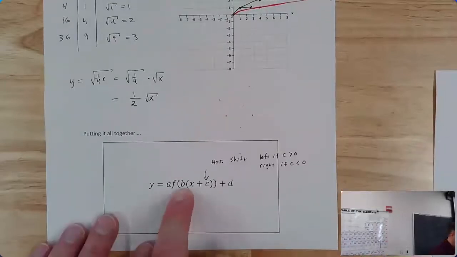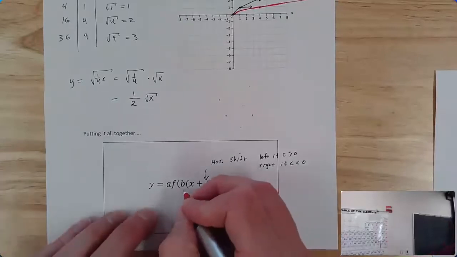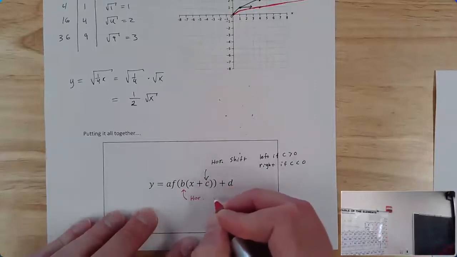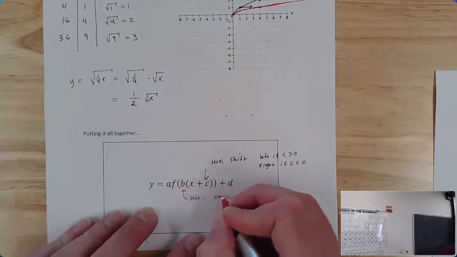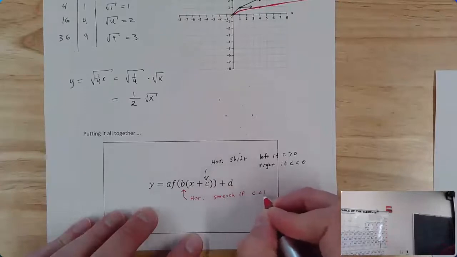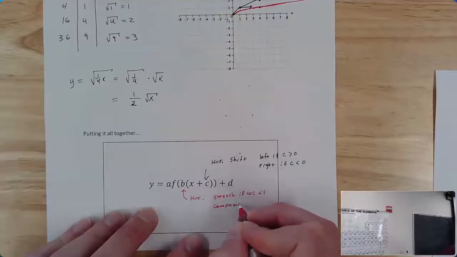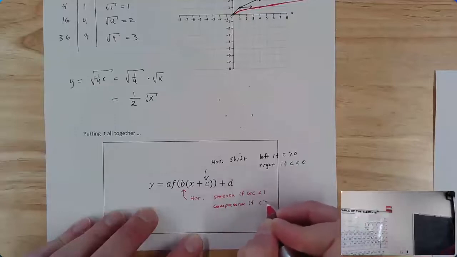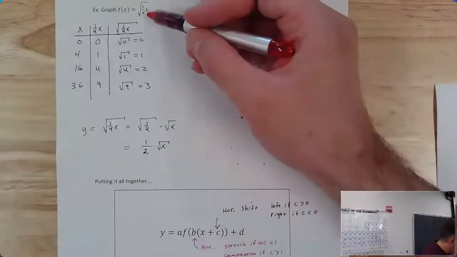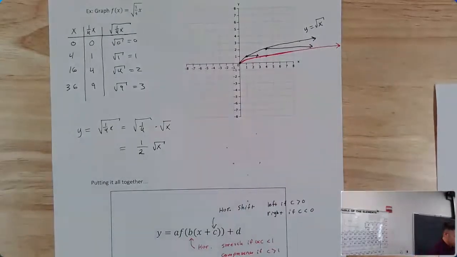And then we've got this B here. All the inside things are horizontal, so that B is going to be a horizontal stretch or compression. Horizontal stretch if B is less than 1 and bigger than 0. Horizontal compression if B is larger than 1. Just like we saw here, if our value was less than 1 and bigger than 0, we ended up with a horizontal stretch.